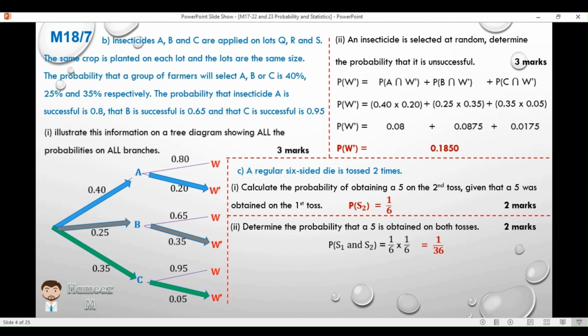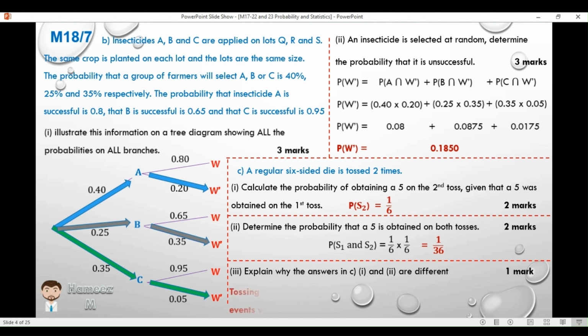So we see we have two pretty similar things between part 1 and part 2. The final part of the question, part 3, is saying, explain why the answers in part 1 and part 2 are different, even though they're somewhat similar. And that is because the tossing of the die twice in part 1 were two independent events. One was not hinged on the other. In part 1 you just needed to get a 5 on the second toss, while in part 2 the events were dependent. You must get a 5 and get a 5 the second time.